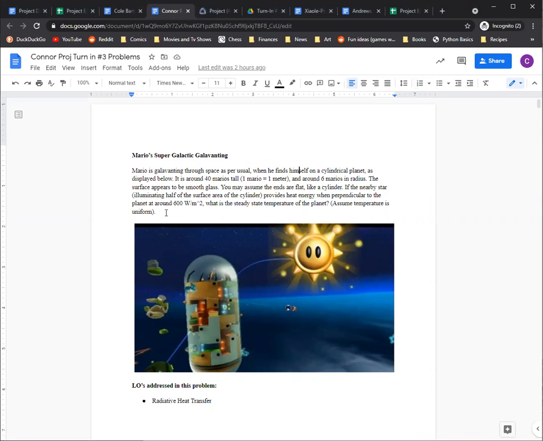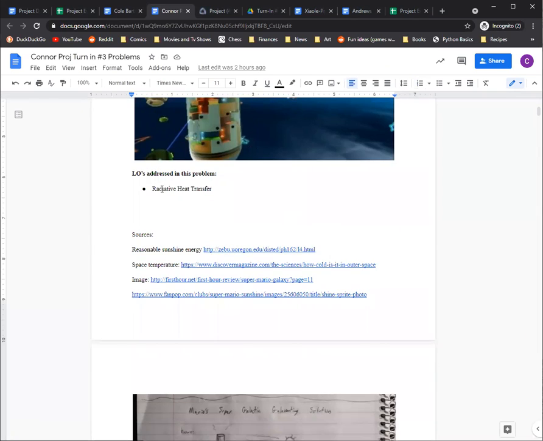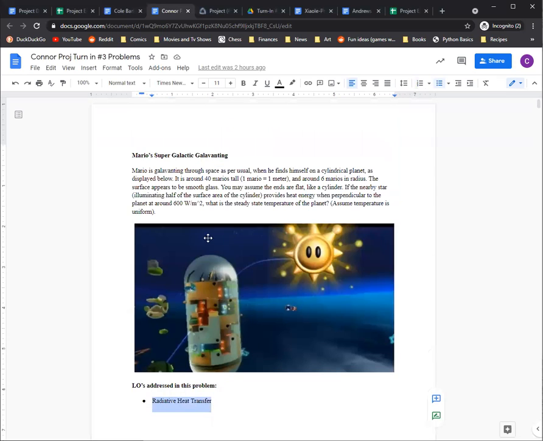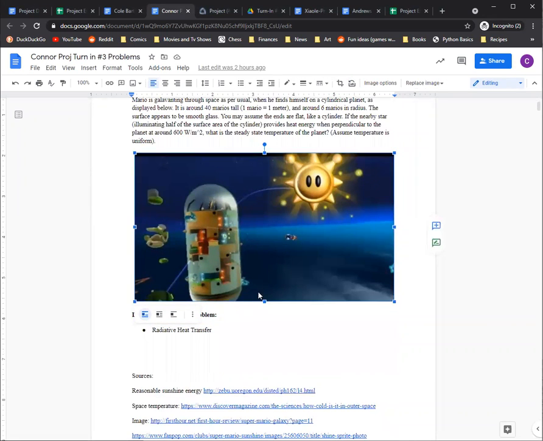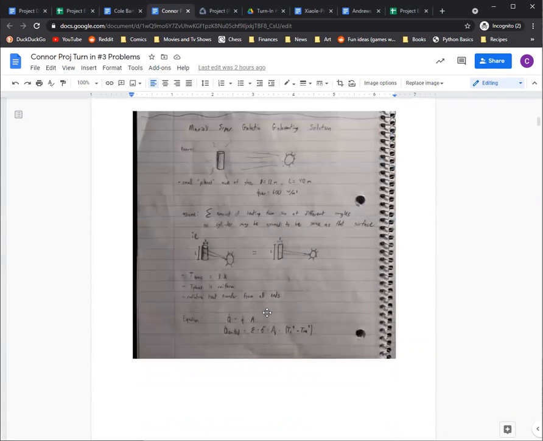This is a reference to Super Mario Galaxy. Basically, there's just a cylindrical shaped glass planet. It's very small, obviously not realistic, but maybe you can imagine an asteroid or something like that. And this problem exclusively deals with radiative heat transfer, just to determine the sort of uniform temperature of the planet.